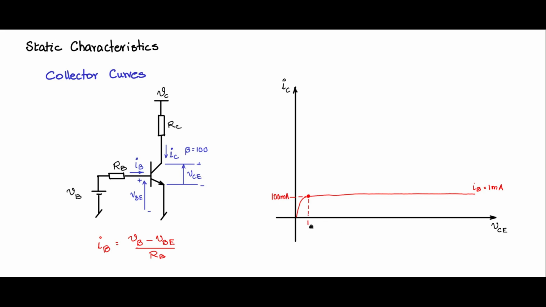Now this will be around, let us say, 1 volt. We'll set it at 1 volt. So 1 volt will be the voltage across VCE at this knee point.